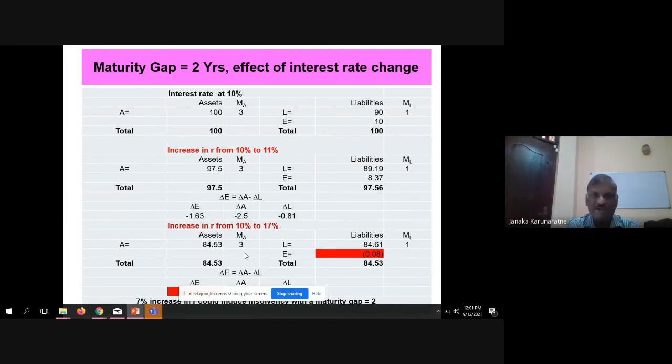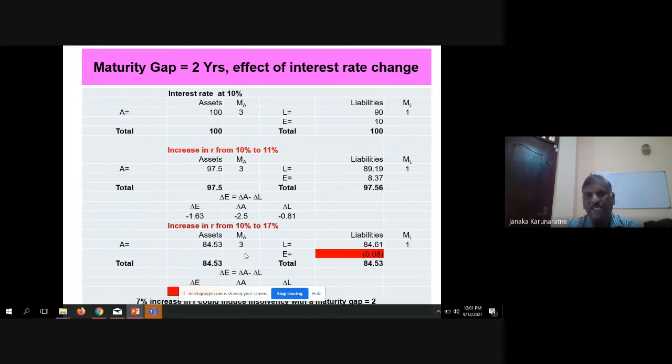Now, asset value is 100 and maturity of that asset is 3 years, right? Very simple. The asset will mature in 3 years. There's a liability of 90, which has a maturity of 1 year. And the bank has equity 10, so total asset value 100, which is funded by 90 billion liability and 10 equity.